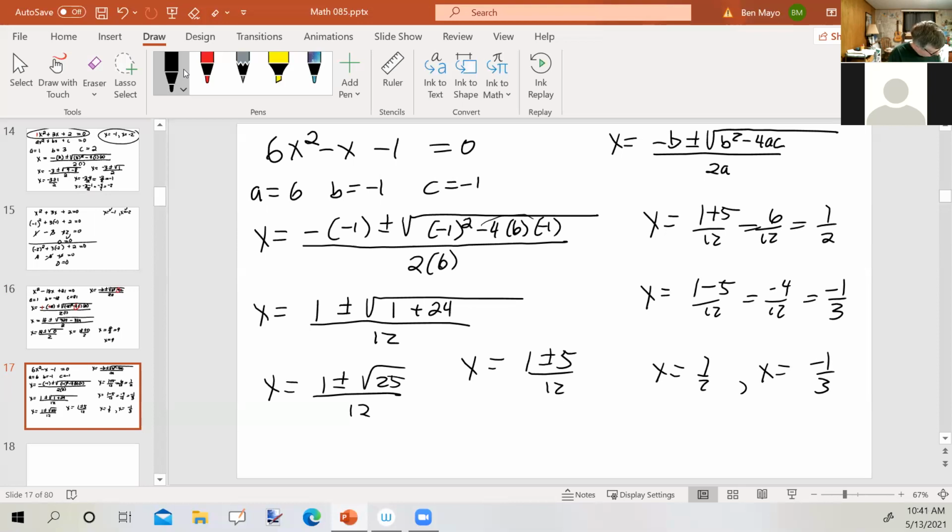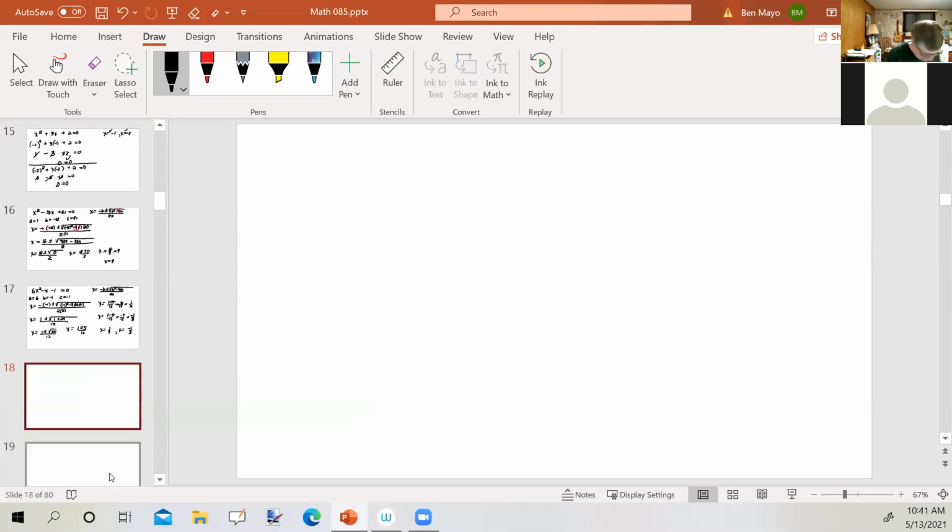Let's take a look at this one. t squared equals t plus 4. Okay, now the quadratic formula says x equals a bunch of stuff, but it can be any variable. So in this case, it would be t equals whatever. But this equation is not in standard form. So I'm going to move everything to the left side of the equation.